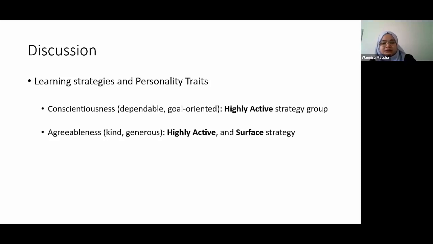Agreeableness is characterized as being kind and generous. In our study, we found that agreeableness is associated with adopting the highly active and surface strategy, which are represented by the deep strategy and surface strategy in the literature. Actually, in the literature agreeableness is predictive of using both the deep and surface learning strategy. So future research might be needed to fully understand this personality trait and its association with the adoption of learning strategy.